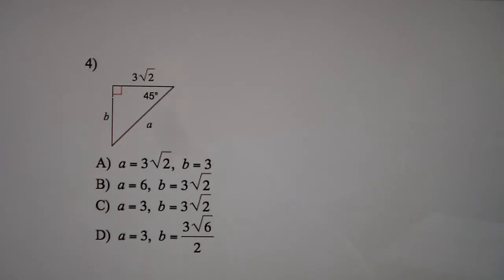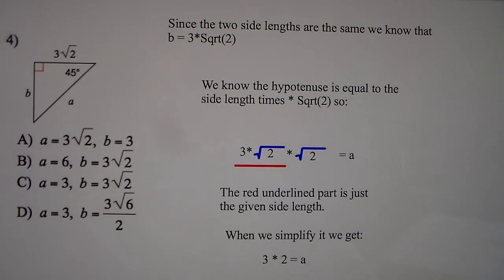Here's problem number 4 if you want to try that on your own. Here's your answer and I'll walk you through it. You're given a side length, and to find the other side length, you know it's just the same thing in a 45-45-90 degree triangle. And then to go from the side length to the hypotenuse, you multiply by square root of 2. So 3 square root of 2 times square root of 2 will get us our answer for the hypotenuse. Now square root of 2 times square root of 2 is just 2. So 2 times 3 gets you 6. And that's how you do problem number 4.